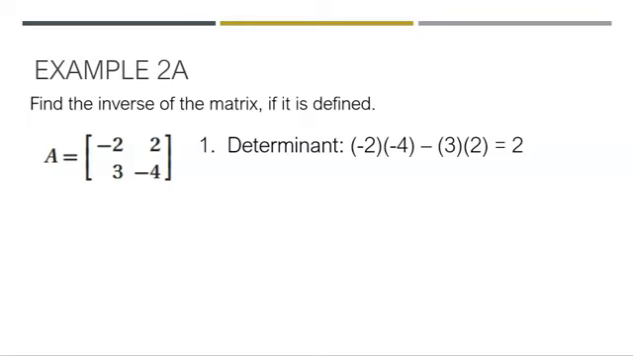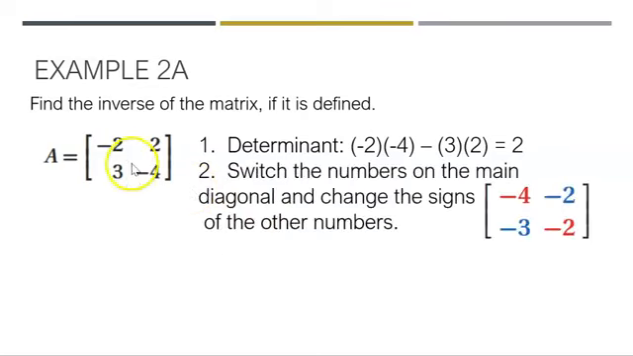Step 2 is to move around some numbers and change some signs. We need to switch the numbers on the main diagonal. So this -2 and this -4 get switched. See the red numbers over here. And then we need to change the signs on the other numbers. So any number that I didn't move, the 3 and the 2, is going to have a different sign than it already had.